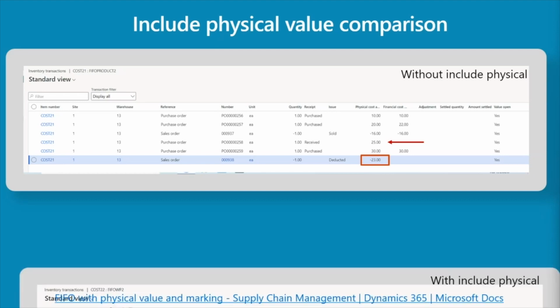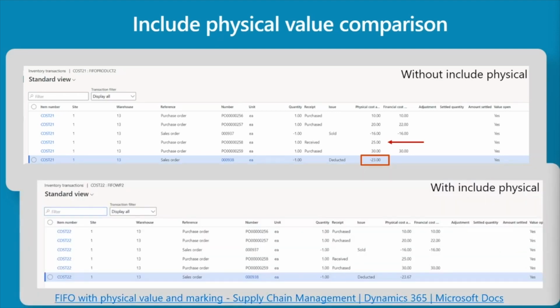Now, in the bottom picture, we see the same transaction set, but this time the item model does include physical value. And now the $25 receipt is included in the running average posted on our second issue at the time of the update, resulting in a cost of $23.67. In both scenarios, once the invoice is posted on the second sales order and the period is closed, the amount settled will end up being the same.